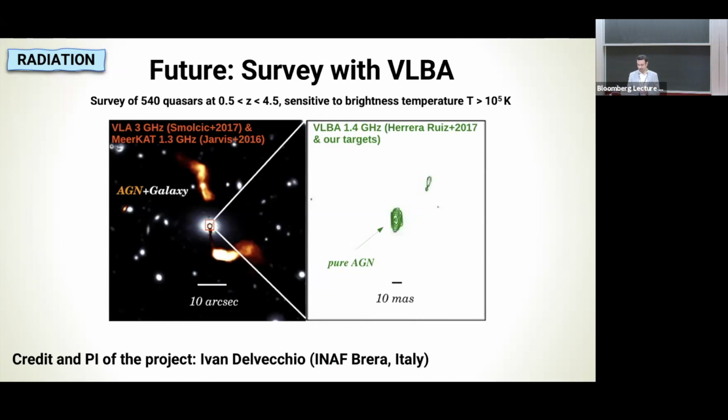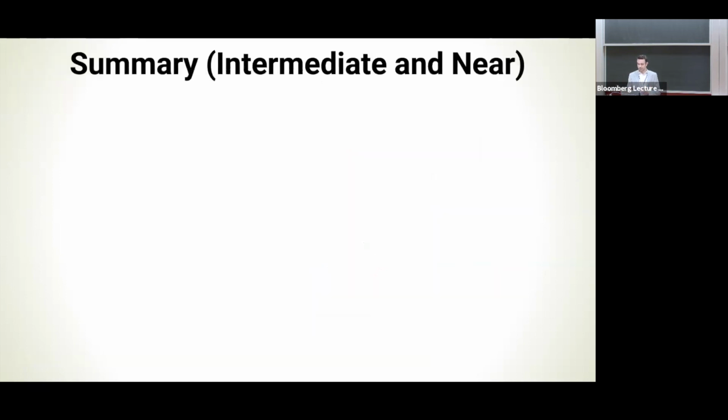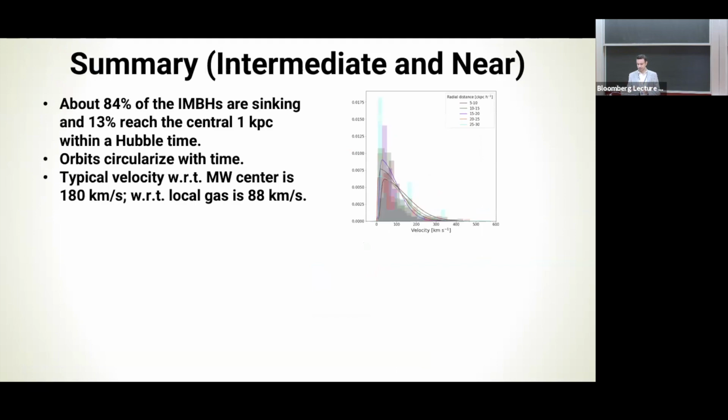We're actually thinking about doing a survey with Ivan Del Vecchio, using data from a survey by Ivan Del Vecchio in Brera. This is a survey of 540 quasars in this redshift range, and it should be sensitive to brightness temperatures higher than 10 to 5 Kelvin. We're trying to understand if in this survey we are able to detect some sources that are off-centered with respect to the central emitting source.